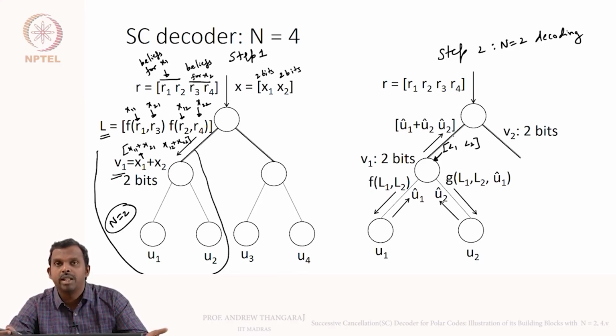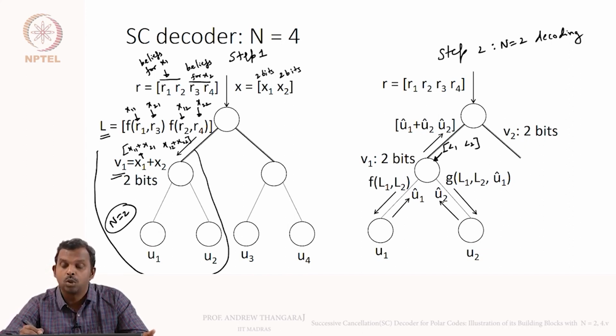And what do you do in the n equals 2 decoding? We know what to do. You do the min sum function, f of L1, L2 goes down, U1 hat comes back in, g of L1, L2, U1 hat goes down to the right side, and then U2 hat comes back in, and what goes back up? U1 hat plus U2 hat, and then U2 hat. I was mentioning how this code word going up is important. This goes up to the root node.